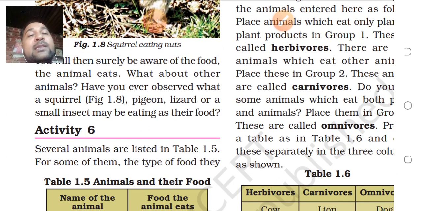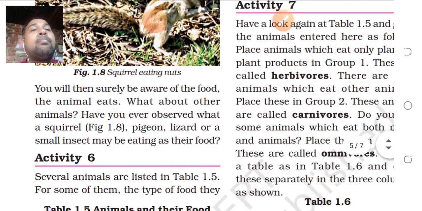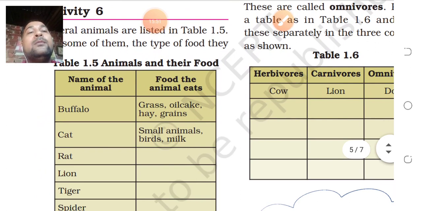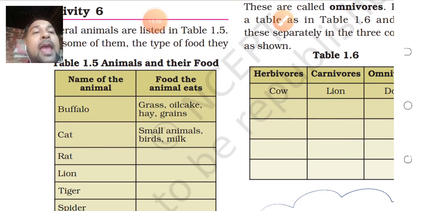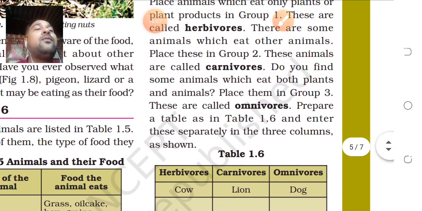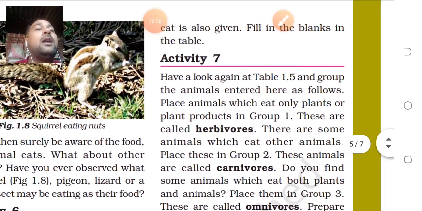Now in activity 6, several animals are listed in the table, and for some of them the type of food they eat is given. So animals and their food. A buffalo takes grass, oil cake, hay, grains. A cat takes small animals, birds, and milk. Now in activity 7 we are going to discuss food.